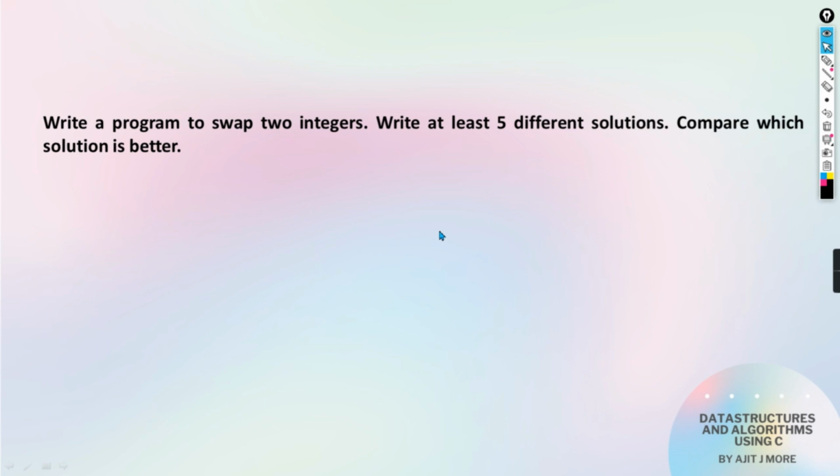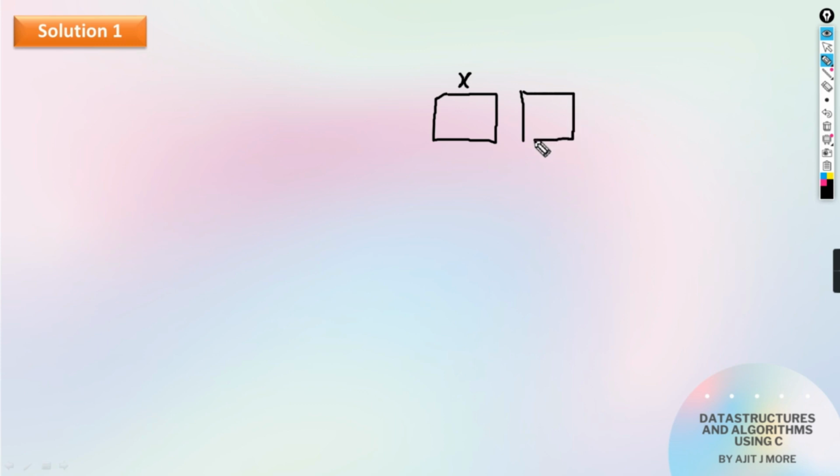We will discuss all the 5 different ways of writing a program to swap two integers. So let's begin with the first solution. What I'm going to do in the first solution is use one temporary variable. So first I am going to have my own two variables, x and y. And I'm going to create another variable, z, which is going to act as a temporary variable. First I'll accept two values from the user and store them in x and y.